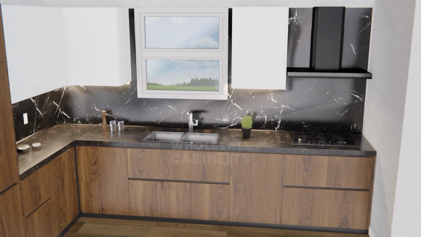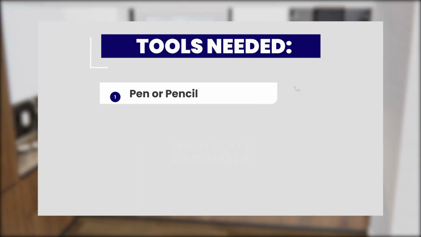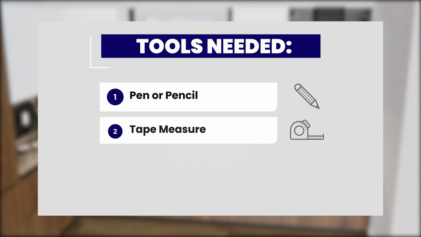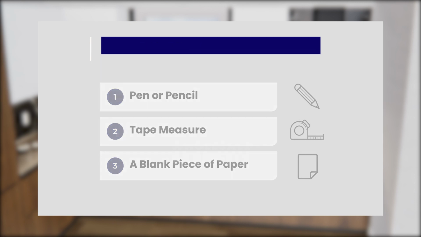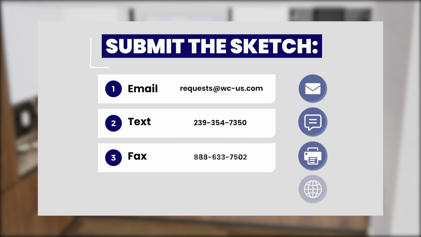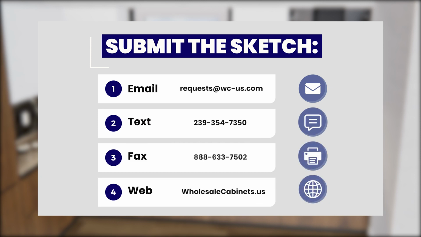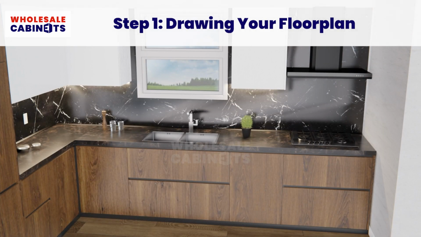Measuring a room for cabinets might seem complicated, but it's actually pretty simple. You'll need to gather a few small items before getting started. These include a pen or pencil, a tape measure, and a blank piece of paper. Once all your measurements are recorded, quickly submit the sketch to your designer via email, text, fax, or our website's design page. Now that you have all your supplies together, let's get started.